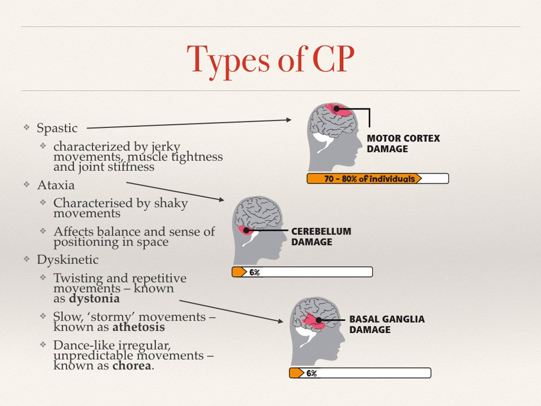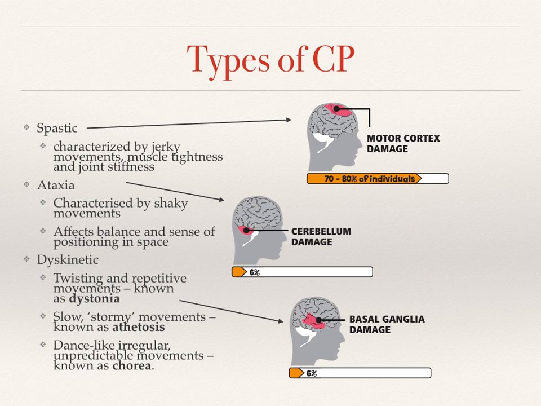There are a few different types of cerebral palsy. Three I have listed here are spastic, ataxic, and dyskinetic cerebral palsy. Spastic cerebral palsy, which is the most common, is from damage to the motor cortex. It's characterized by jerky movements, muscle tightness, and joint stiffness. It's a form of hypertonia, or an increased muscle tone.